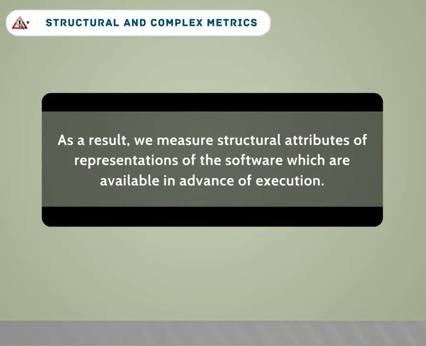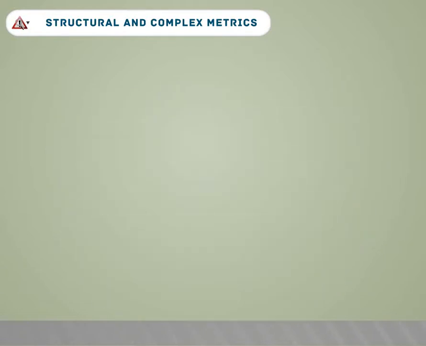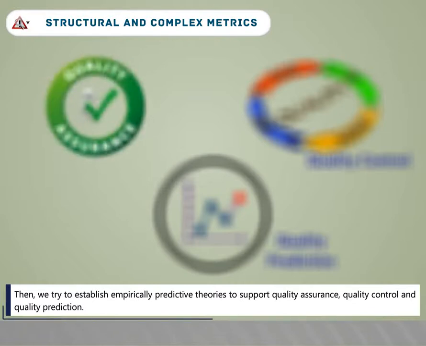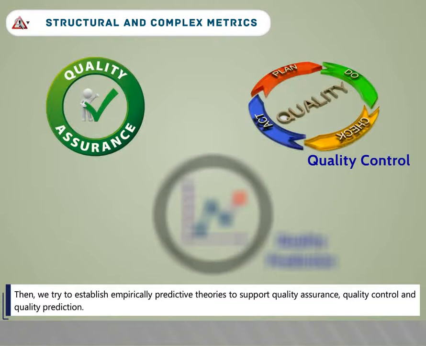As a result, we measure structural attributes of representations of the software which are available in advance of execution. Then we try to establish empirically predictive theories to support quality assurance, quality control, and quality prediction.